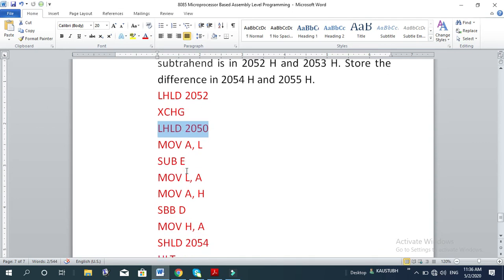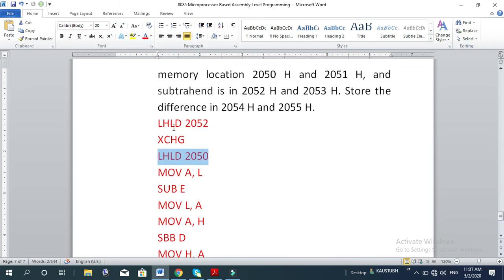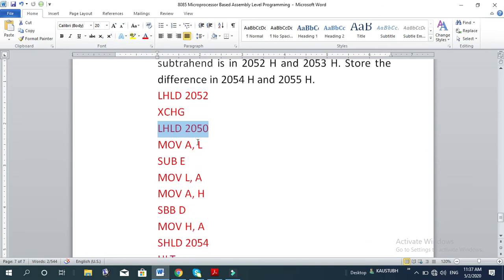Now since there is no direct instruction for 16-bit subtraction, I have to do it in 8-bit. HL is loaded with my minuend. As you know, the subtraction instruction always works on the accumulator. That is why the lower byte of my minuend, which is in the L register, is copied to the accumulator, and the lower byte of the subtrahend is already there in the E register.